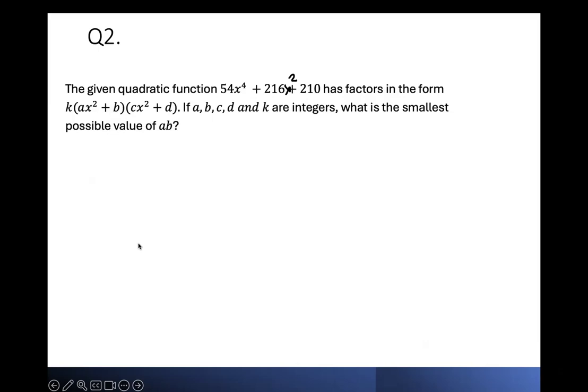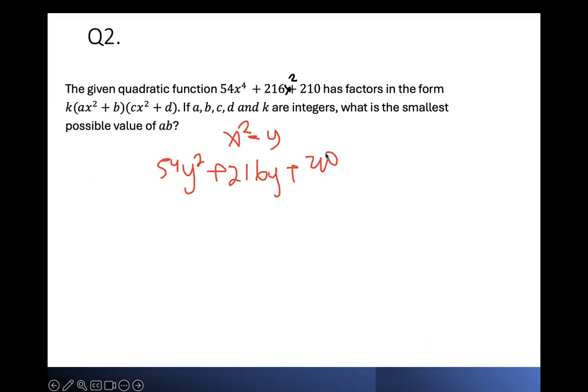When you see this question, you usually deal with s². Now they give you s to the power 4. Just replace it so that you can handle it: s² as y. Therefore, I can rewrite this equation as 54y² + 216y + 210. You simplify it, easy to manage.